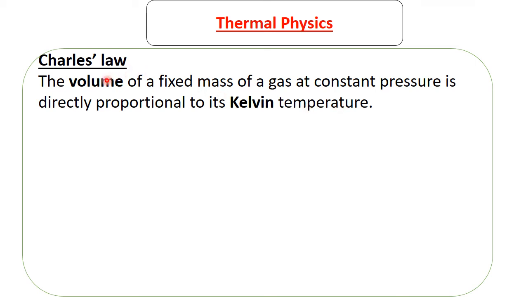Well, in Charles' law, we compare the volume and the Kelvin temperature. We keep the pressure constant, meaning that we won't change the pressure. We assume that the pressure does not change. What happens to the change in the volume and the change in the temperature?